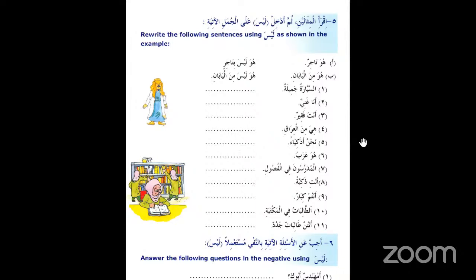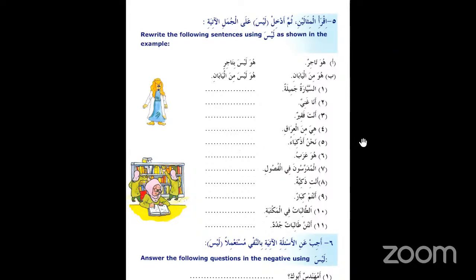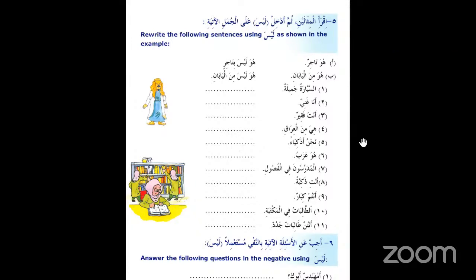Huwa azabun. He's a bachelor. Huwa laysa bi'azabin. Al-mudarrisuna fil fusli. Al-mudarrisuna laysu fil fusuli. And why is it laysu? Because it's plural. Al-mudarrisuna is plural, so that's the reason why it has to be laysu as well.